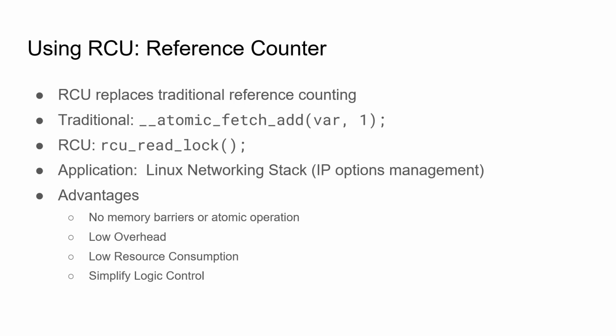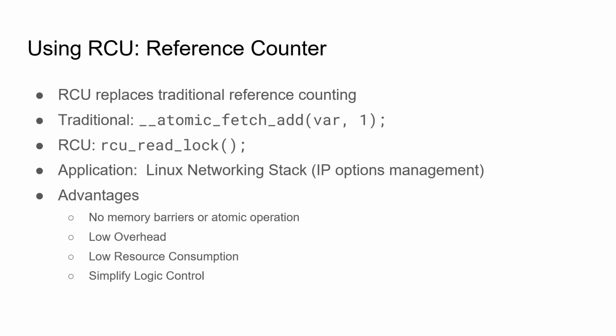The use of RCU as a substitute for traditional reference counting enhances performance and efficiency. In traditional systems, reference counting often involves atomic increment or decrement operations, which can be resource intensive and slow, especially in highly concurrent environments.